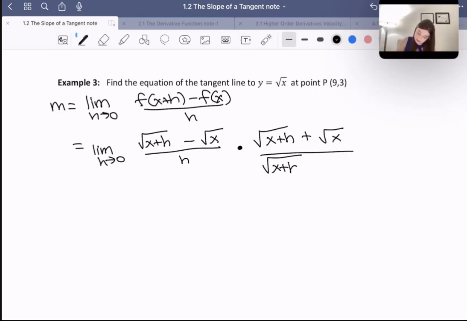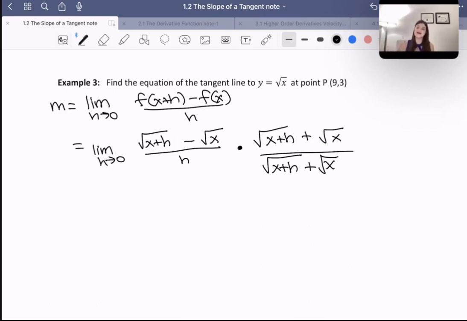And basically what this does, why I'm choosing this specific value to multiply by, and of course I have to make sure I'm just multiplying by 1, right? I have to put the same thing in the numerator and denominator. But the reason I choose this is because this creates a difference of squares, right?